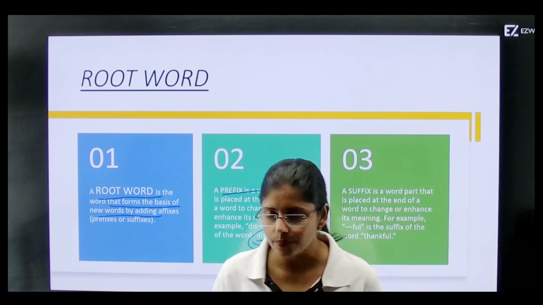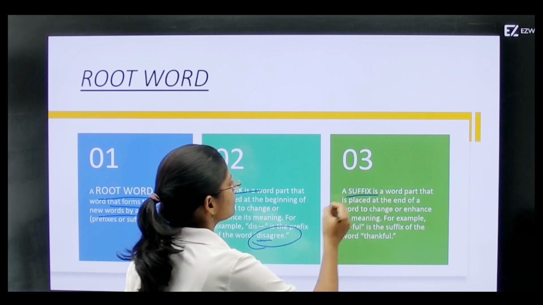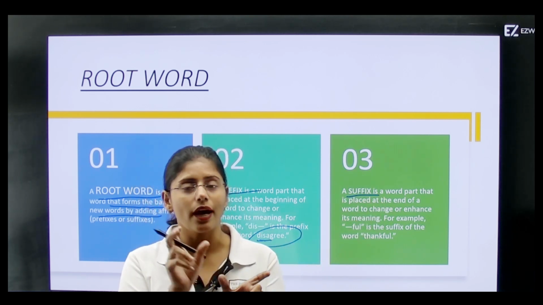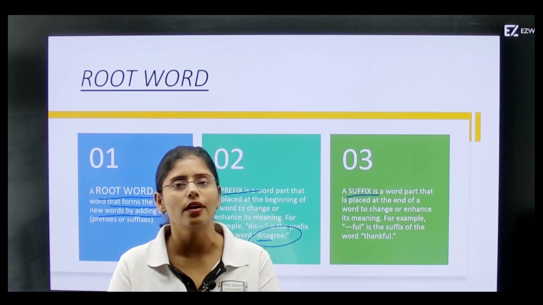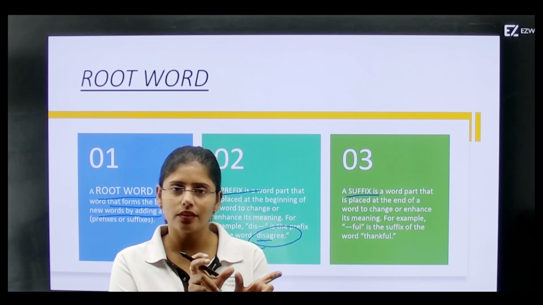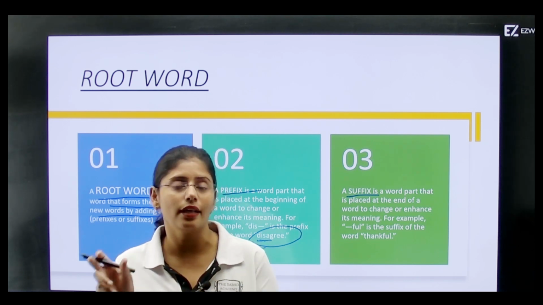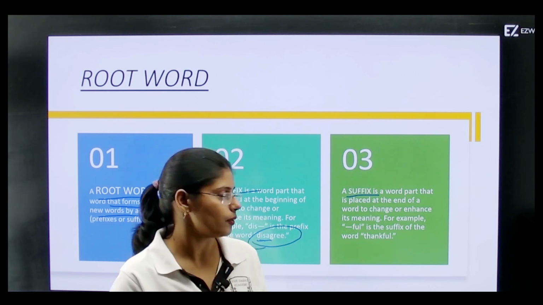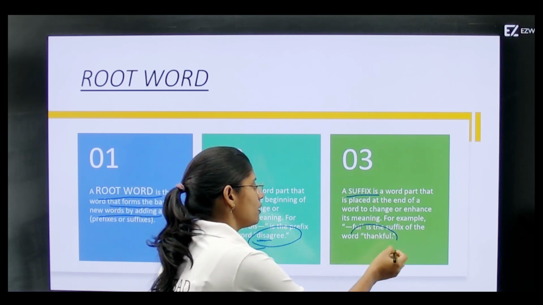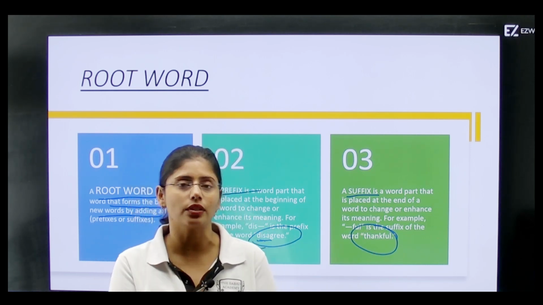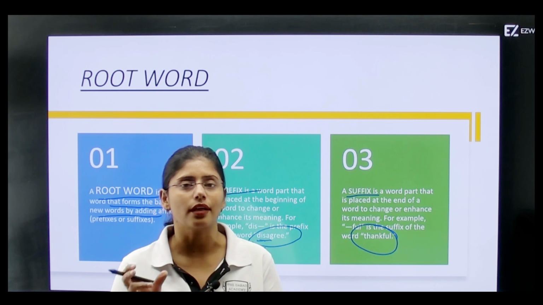Let's come to the second part, that is suffix. What is a suffix? If there is a root word and you add something at the end of the word, then you can form a new word. Let's take an example of care. If the base word is care, and you add less to it, the new word is careless. There is one more example, thankful. Thank is the base word and we have added a suffix to it, that is full. It means thankful.